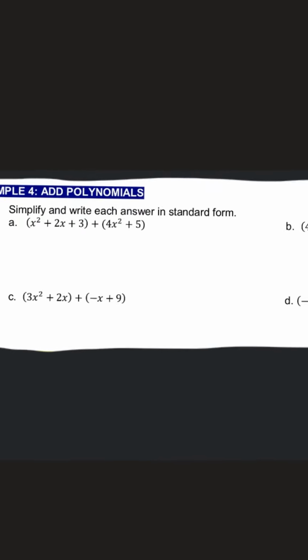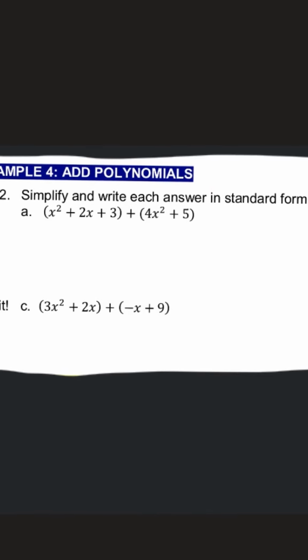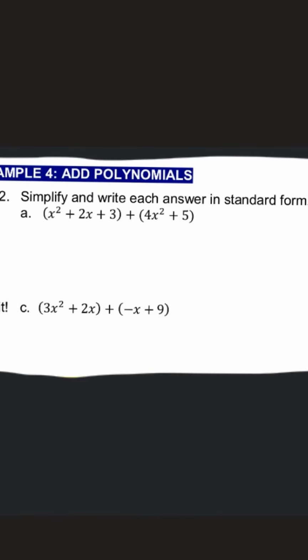All right, let's talk about adding polynomials. So our directions are to simplify and write each answer in standard form. So when we add polynomials, we are adding like terms, essentially. So a like term is something that has the exact same variable and the exact same exponent.